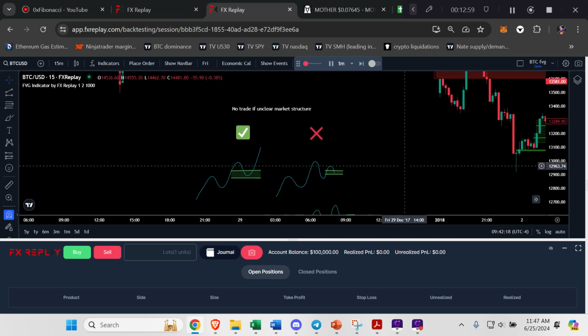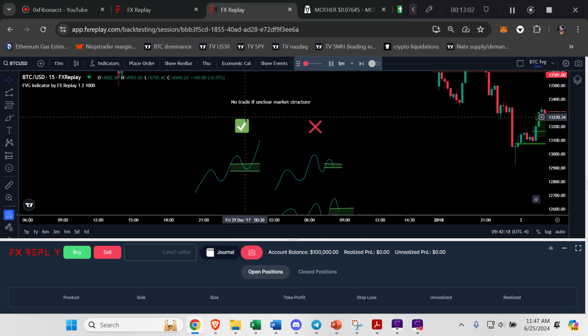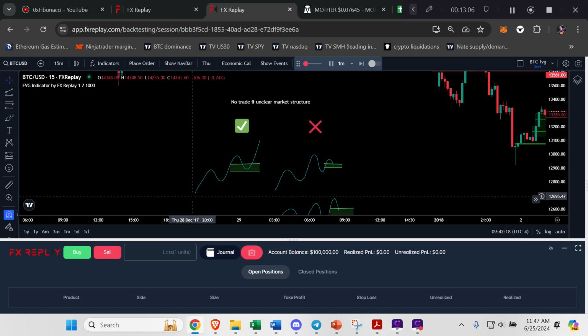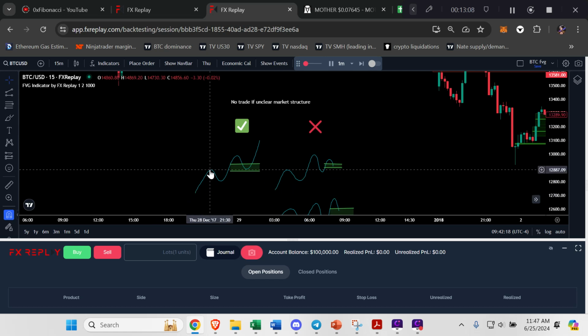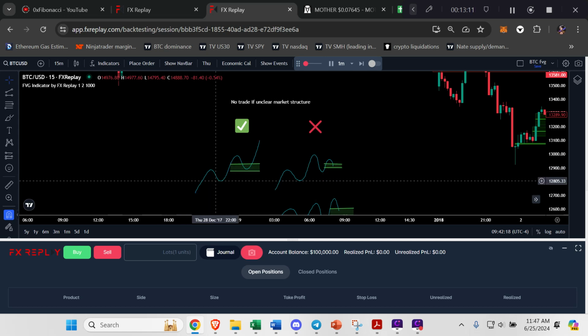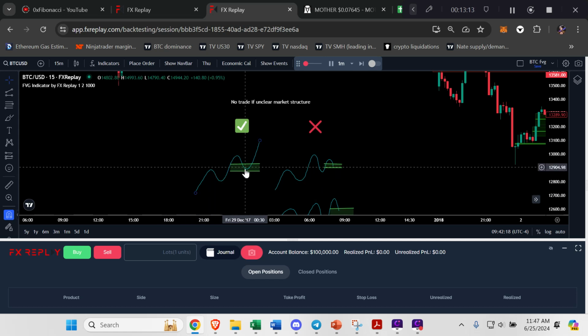And then those couple of rules that I mentioned, I added. So we're not going to take any trades if there's an unclear market structure. We really want to see very easy-to-see structure, like this is an uptrend: higher low, higher high, higher low, higher high, higher low.